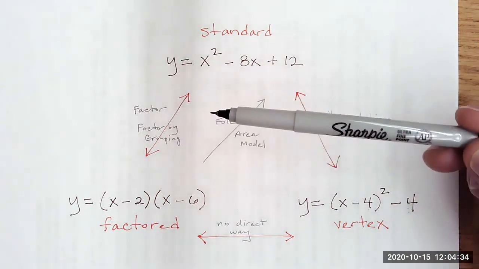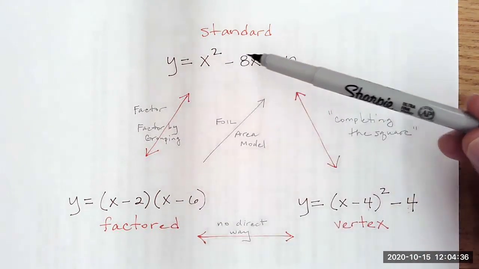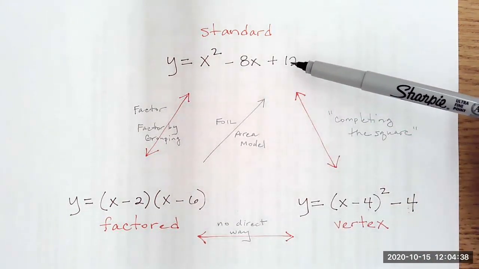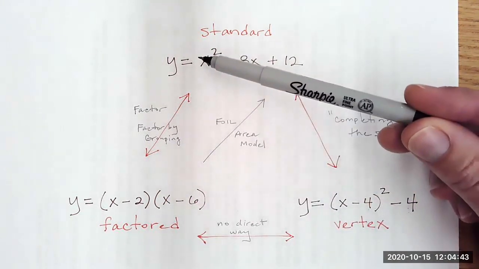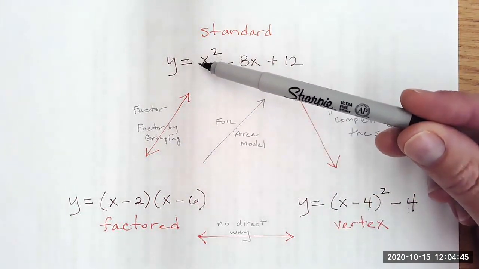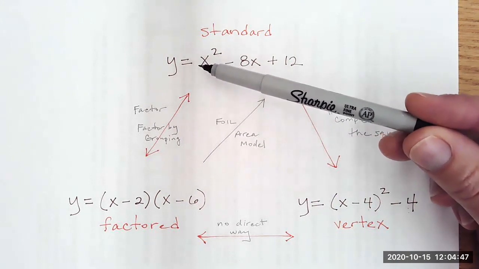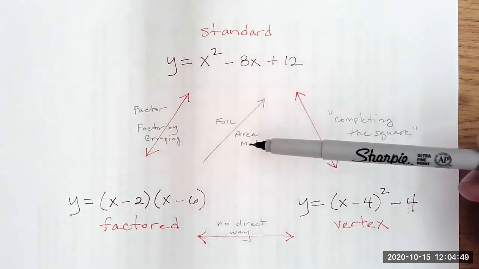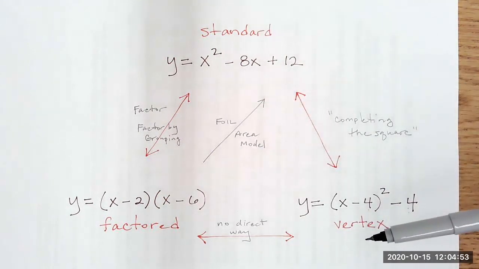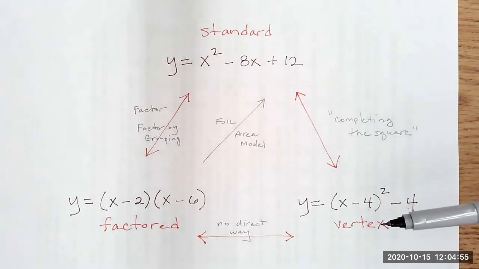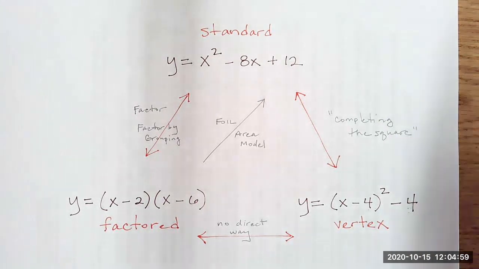So in pencil, you can factor a quadratic in standard form to get the factored form. Factored by grouping, if the leading coefficient is not 1, you want to factor by grouping. Using FOIL or an area model to go from factored to standard, and from standard to vertex form, use completing the square. So what does it mean to complete the square?